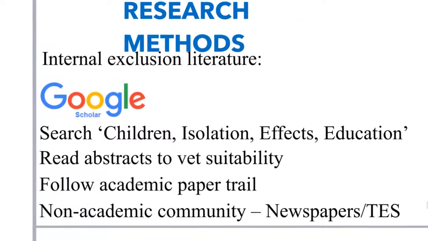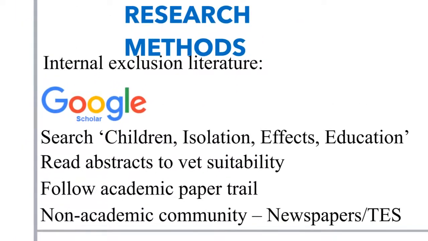The research can be split into two categories: internal exclusion literature and school policy literature. My method of search for internal exclusion literature was to use Google Scholar. My motivation behind this was purely familiarity, as it's what I've used through all of my university studies. I selected a combination of keywords to search: children, isolation, effects, education.